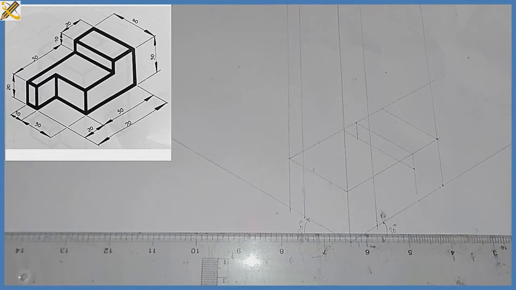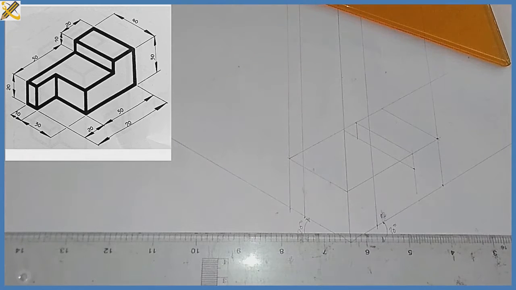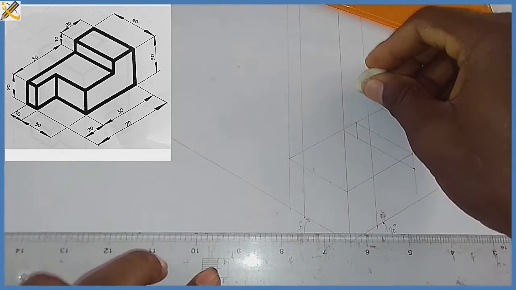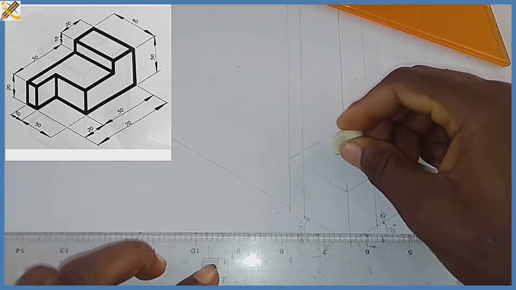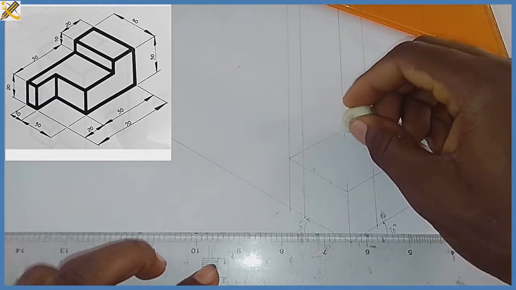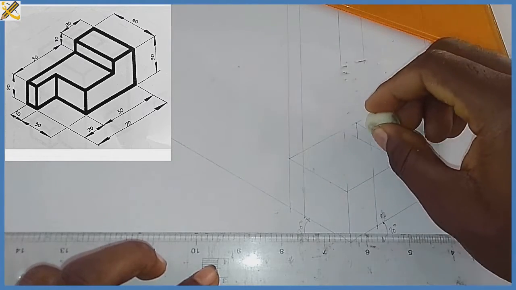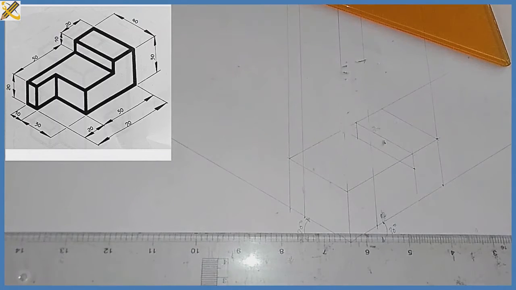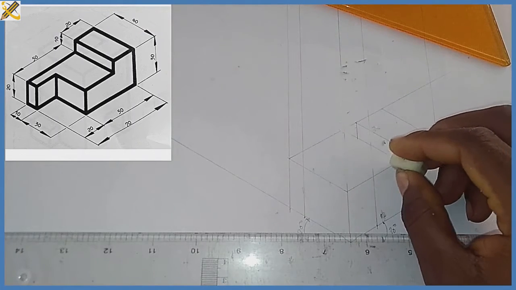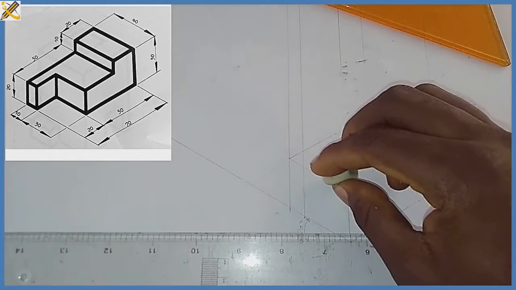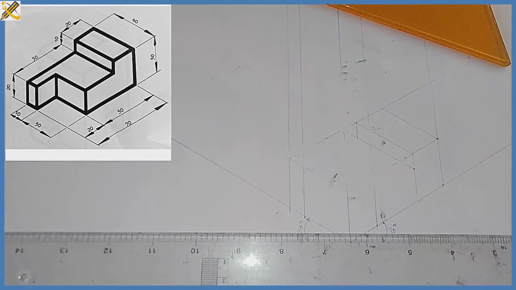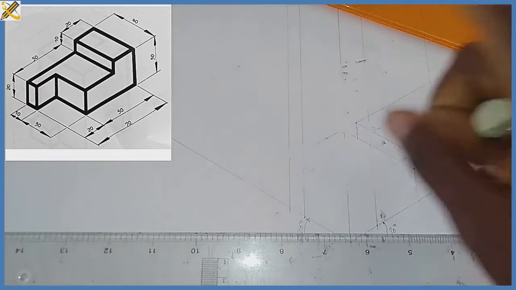Okay, after doing that, what next? So as not to confuse ourselves, I advise you to erase these lines off, so that you won't confuse yourself. As you can see, the picture is getting clearer now. Then I don't need this part also, so I can erase them off. All right, the picture is getting clearer now. So all I need is this bottom part, this area, then we are done.